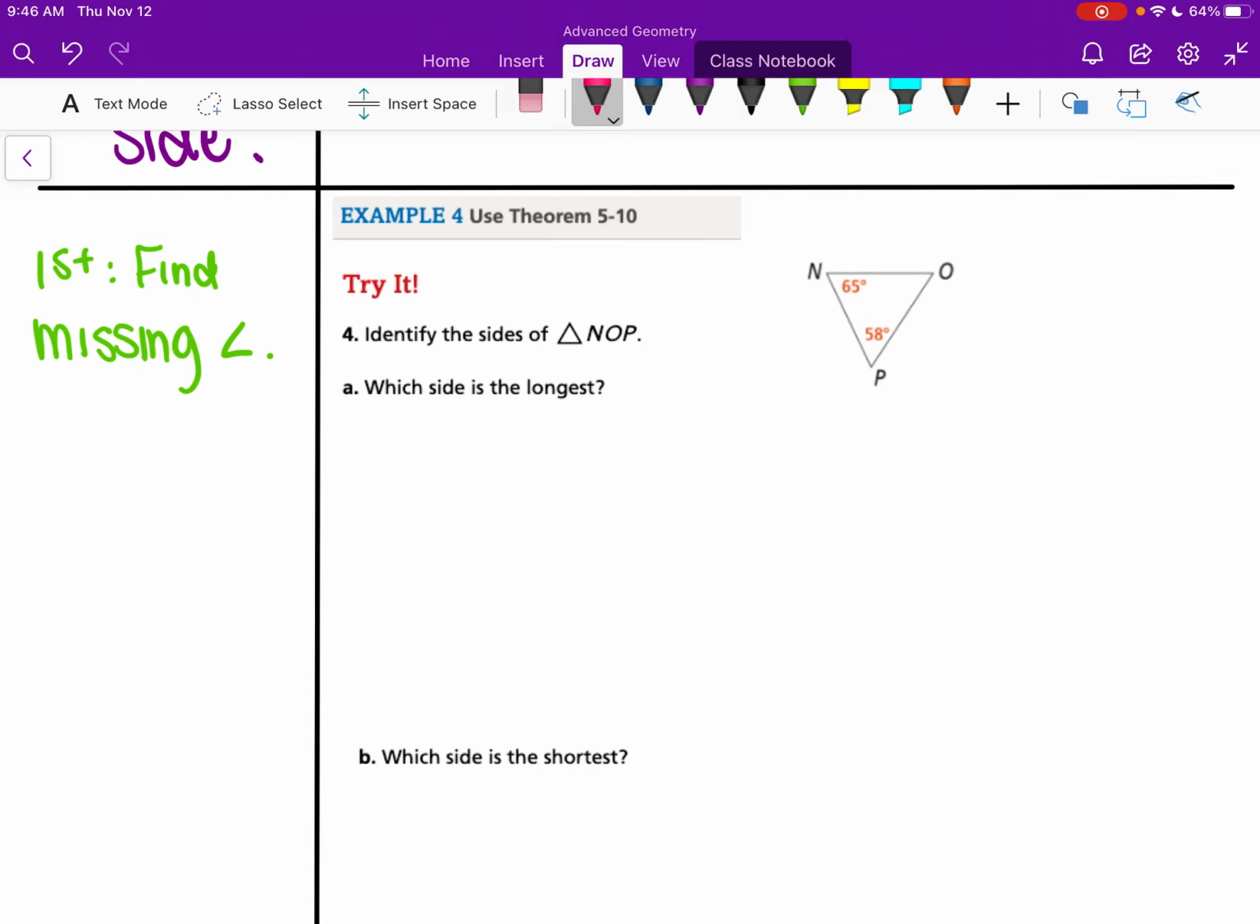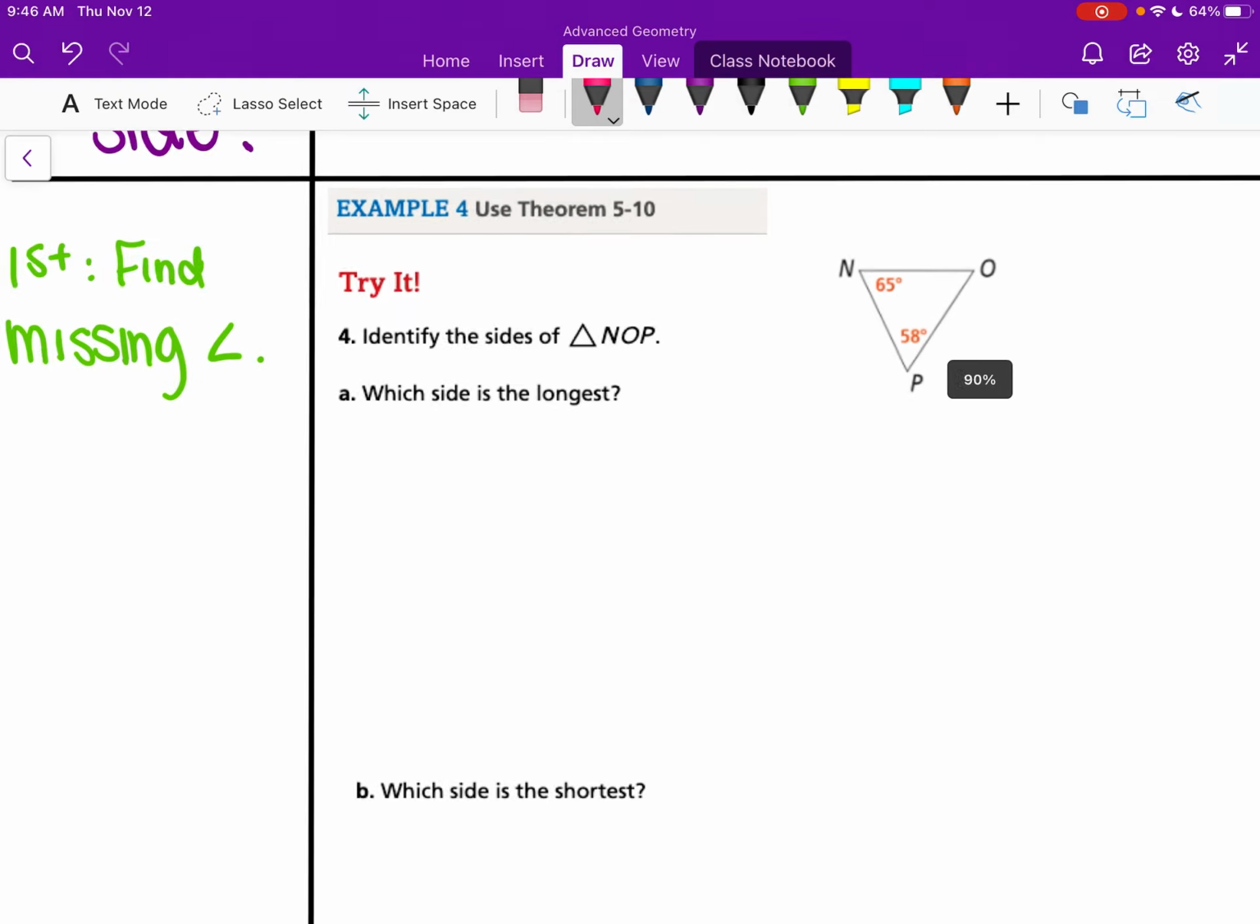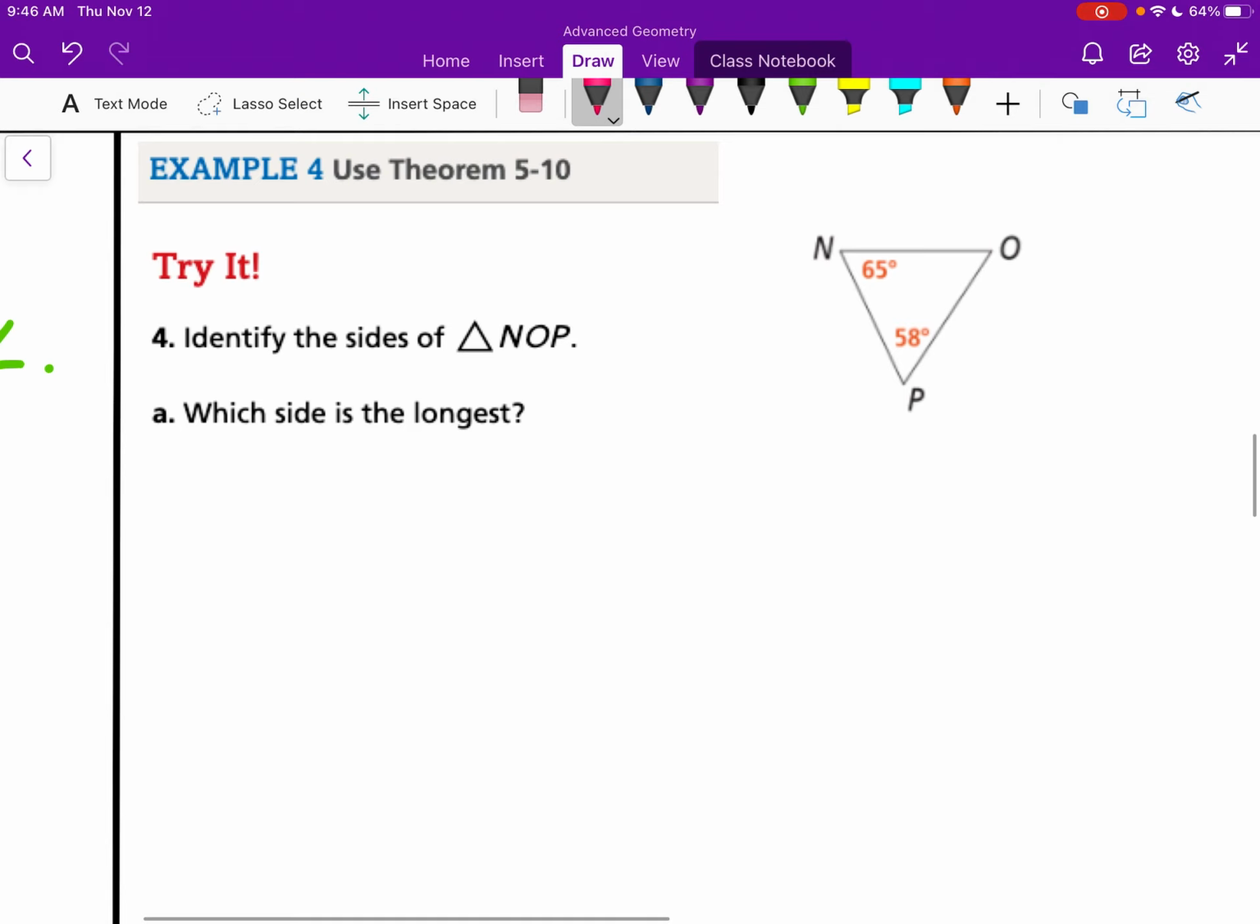So if you guys see that we have an angle measure of 65 degrees and an angle measure of 58 degrees, if we add those up and subtract them from 180 degrees, we can find that our missing angle is 57 degrees. And we should know that because now we can make an accurate decision about what is our largest side and what is our smallest side. We don't have any unknowns. Okay, so which side is the largest or the longest?